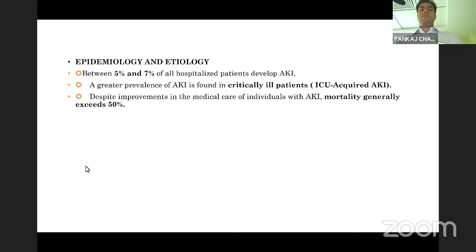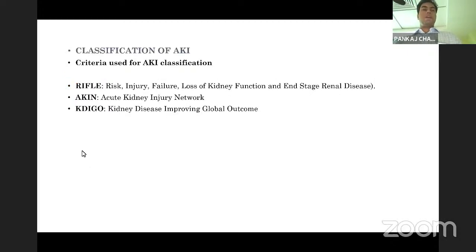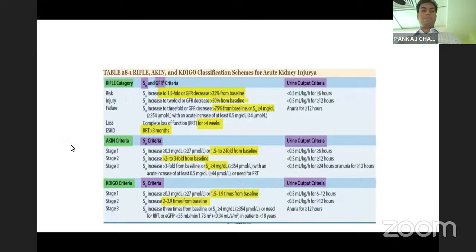1% of hospitalized patients develop AKI, and it is quite common in critically ill patients, and mortality generally exceeds 50%. Classification of AKI is according to RIFLE criteria, which include risk, injury, failure, loss of kidney function, and end-stage renal disease. AKIN is the Acute Kidney Injury Network, and KDIGO is Kidney Disease Improving Global Outcomes.